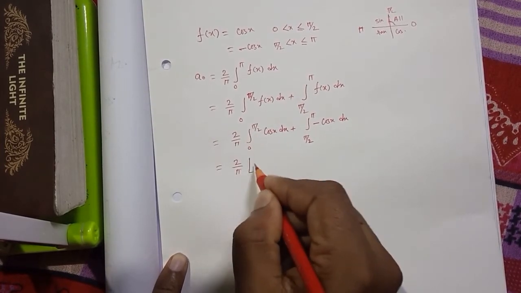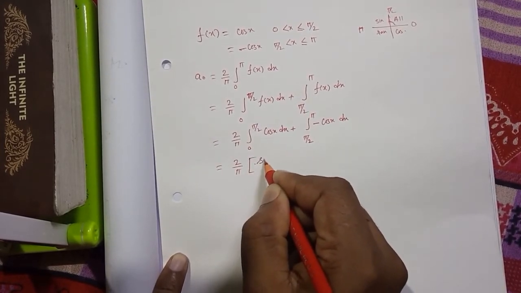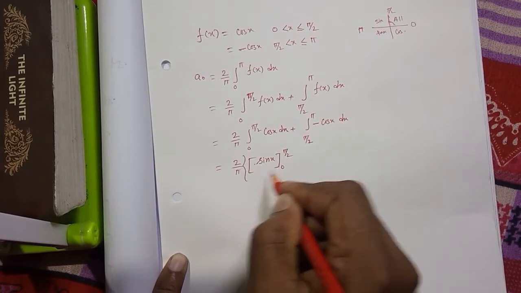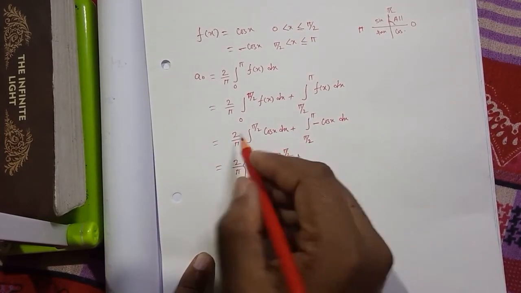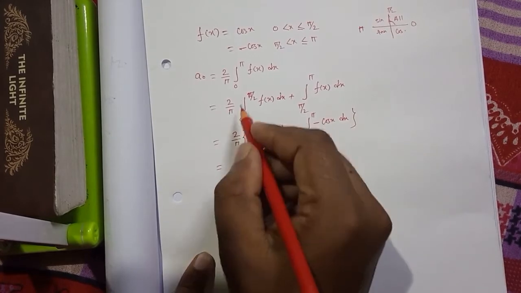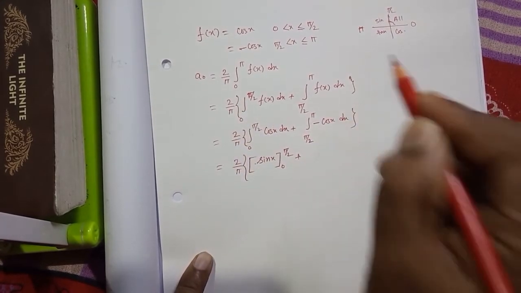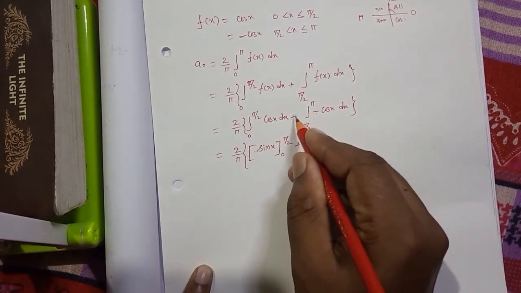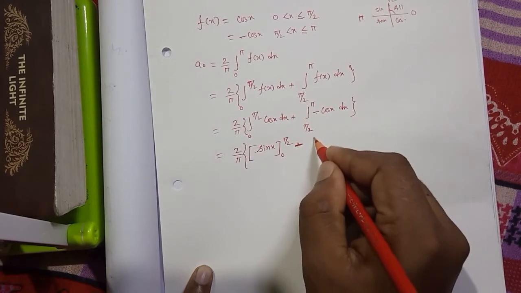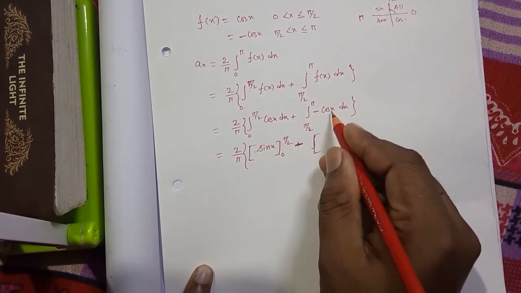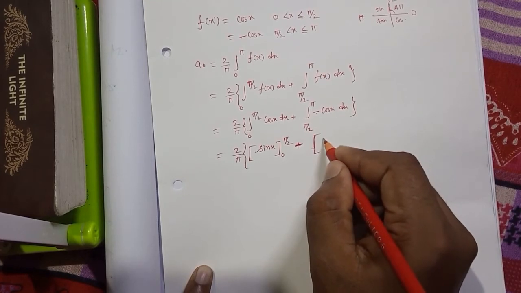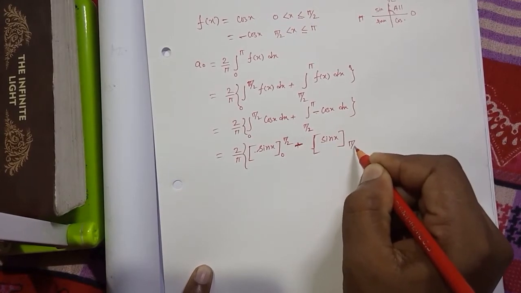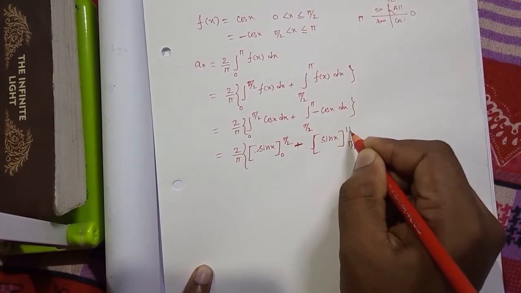On integrating we get, integral of cos x is sin x, from 0 to pi by 2, plus, 2 by pi multiplied to both, plus minus minus, this is cos of x, integrating we get sin x, from pi by 2 to pi.